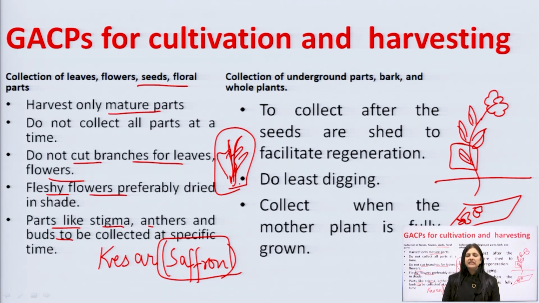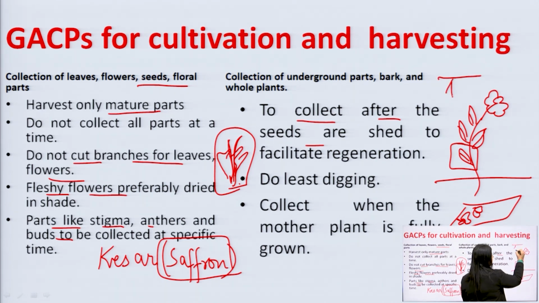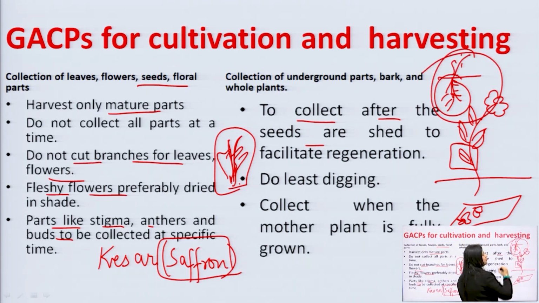Similarly, we have the good agriculture collection practices for the plant part which is beneath the soil. For that we need to take care that we collect after the seeds are shed to facilitate regeneration. If we have to deroot the plant, say for example, I need the root of this plant, if I am going to deroot it, it is going to destroy the whole plant. So, I have to ensure that the pollination of that plant has already been done so that the seed can regenerate further, and then I can uproot or destroy this.